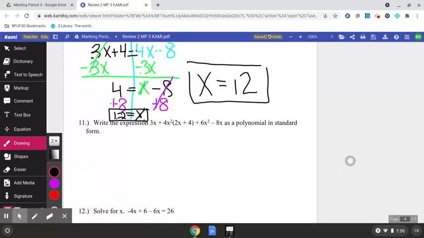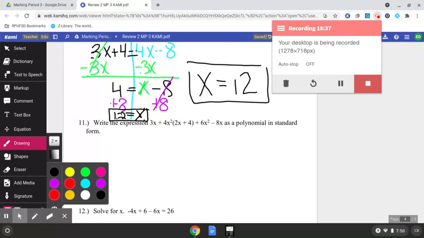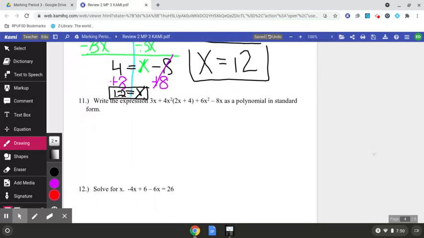Okay. So number 11 starts our part 2s. So this would be ones where you'd have to show your work when you're taking the test. So for this one, it's asking you to write the expression 3x plus 4x squared, parentheses 2x plus 4 plus 6x squared minus 8x as a polynomial in standard form. So they just want us to simplify this as much as we can and make sure we're written from highest to lowest. So I'm going to distribute first, and I'm going to take this 4x squared and I'm going to multiply it to both my terms in here.